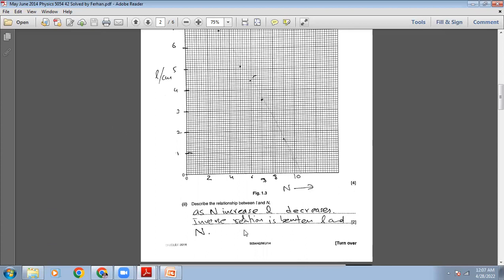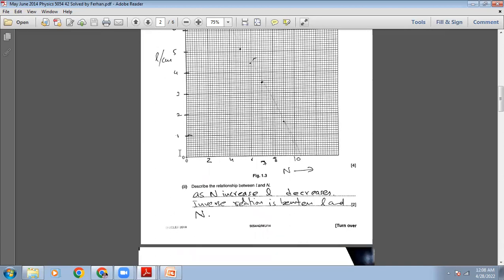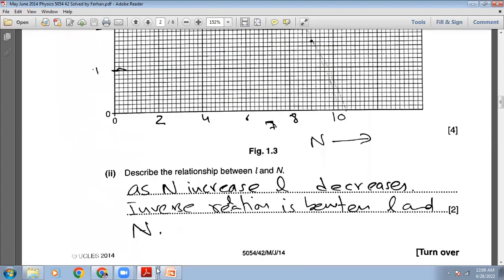So we're done with this. It says describe the relationship between L and N. As N increases, L decreases. An inverse relation is between L and N. So as the N value is increasing, the L value is decreasing. So that's the relationship between them.